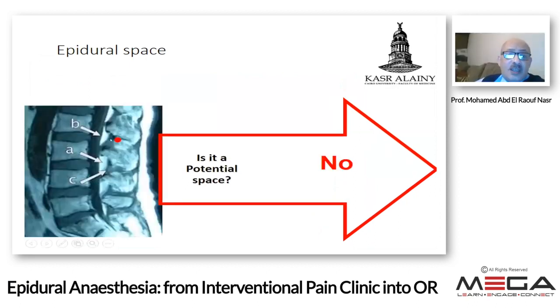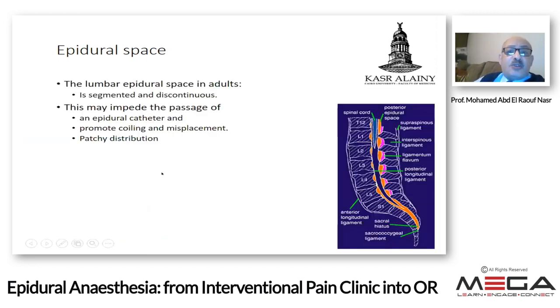If we are doing our epidural opposite this space, it is not a potential space. We have a clear anteroposterior diameter. You can measure it by MRI. It's 0.4 to 0.6 millimeters and even extending to 1 centimeter. And again, if you are doing the epidural opposite to the bones and lamina, yes, it is a potential space. So actually, we can say that the epidural space is segmented and discontinuous among patients.